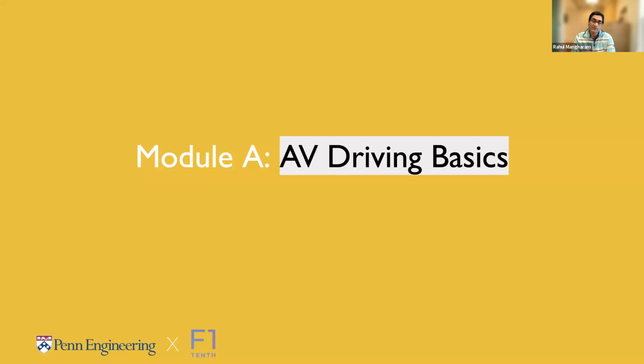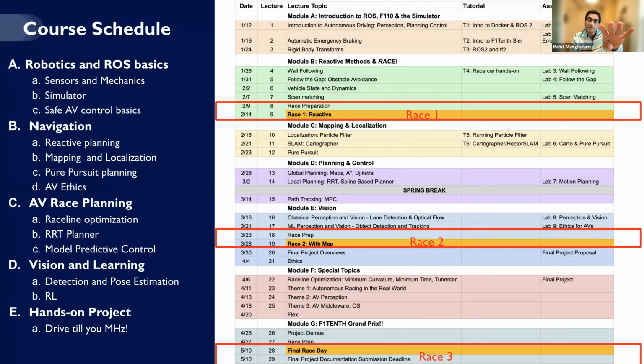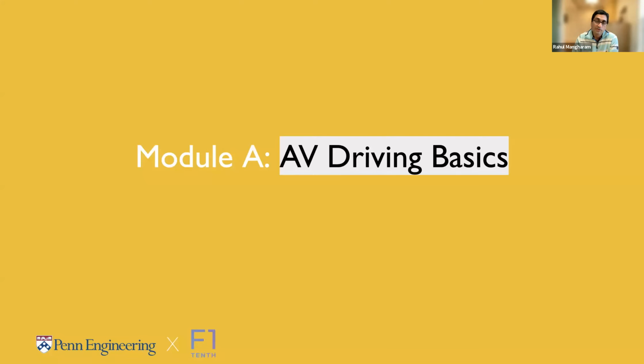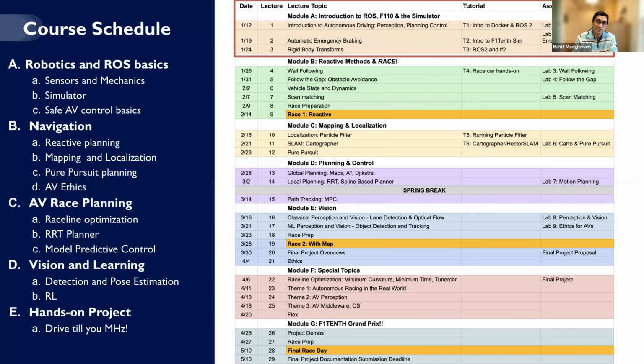So let's start with the AV driving basics in module A. We have module A, and then B, C, D till G. I'm going to go through very quickly what we'll cover in each, because you will actually see this starting from next week. So A is just the intro. It brings you all up to speed on how to use ROS and Docker.